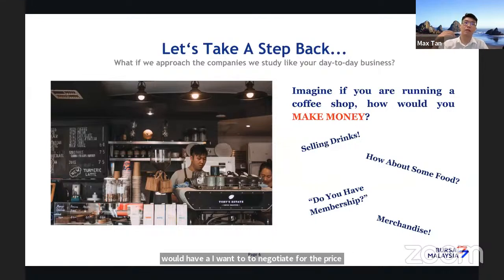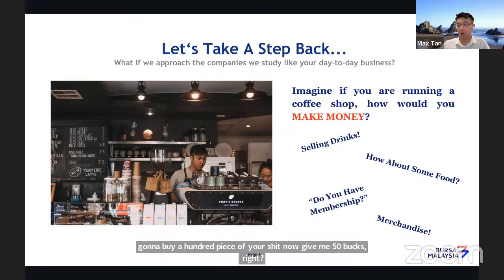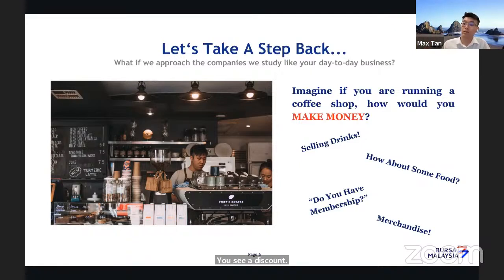For example, imagine this, if you go to any Pasar Malam, everyone is Malaysian here, I'm sure you all know Pasar Malam. So when you talk to the auntie or uncle over there, can I buy this shirt for 20 bucks? And normally you would haggle and negotiate about the price. But when you walk to the store and you say, I'm going to buy 100 pieces of your shirt, now give me 15 bucks, right? You see a discount, and you expect the store owner to start thinking, if I can sell at 15, yes, I earn less, but I can close my store now and go home and have extra time to do other things, right?